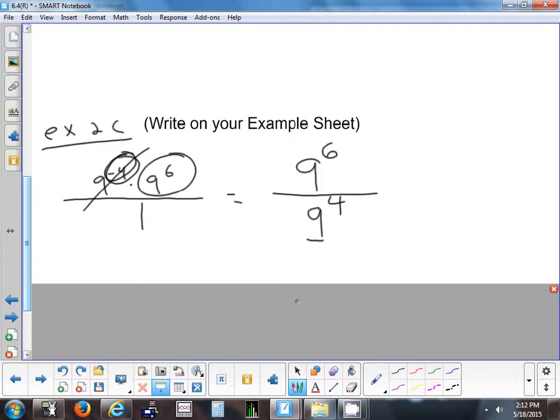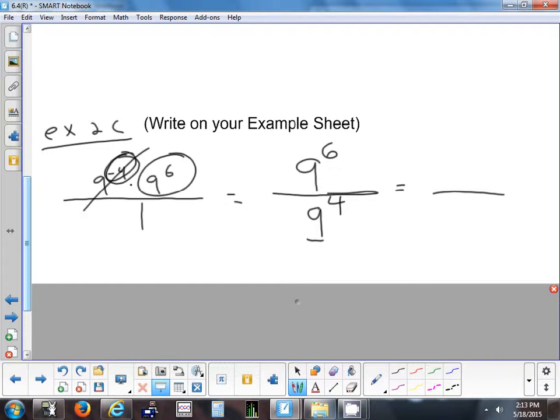The exponent was positive. Remember, if the base is negative, it does not matter. We're only talking about negative exponents when we're going to move it. If the base is negative, it stays. If this was negative 9 to the 6th, it wouldn't matter. It would stay as negative 9 to the 6th because the exponent's positive. Okay? So now I'm at my last part.